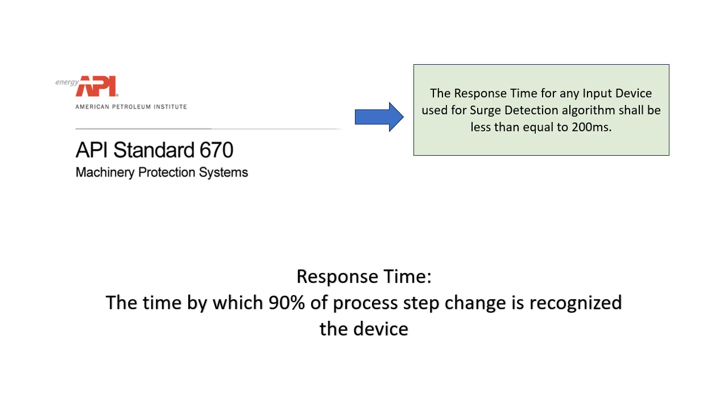Two other criteria are obviously the accuracy and repeatability. Now accuracy is less important with respect to the anti-surge detection system. Repeatability is more important. In the case of the anti-surge control system, however, the accuracy plays a major role.